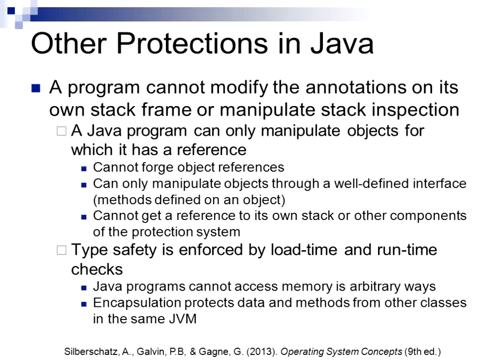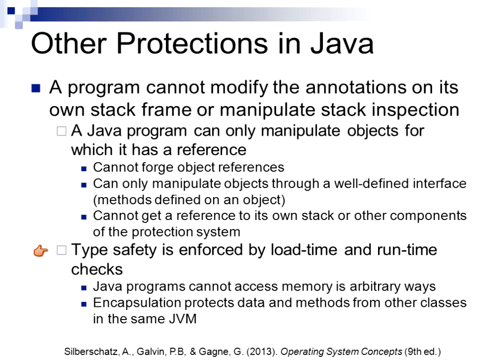Okay, some of the other protections in Java that you may already be aware of, since you do know some Java programming. You probably don't know this part, that a program can't modify the annotations on its own stack frame. Remember, the annotation is what's saying, yes, this stack has permission. Those were the permissions that we had for a particular stack frame to say, yes, it has permission to do a particular operation on a resource. So a program can't change its own annotations. Java can only manipulate objects for which it has a reference, and it can't get a reference to its own stack or anything else in the protection system. Okay?